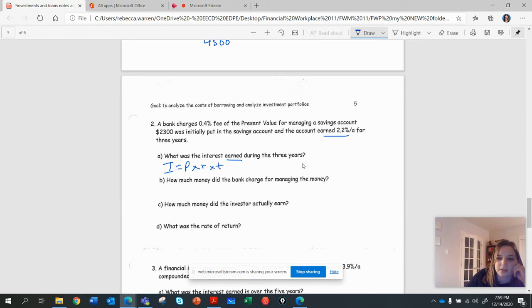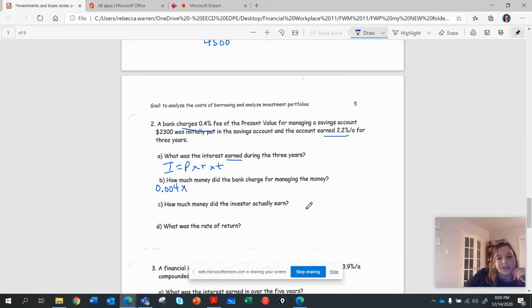Right, P times R times T. How much money did the bank charge? That's where we use this percent here. So again, just make sure that you convert it to its decimal form. I know it kind of looks like it already is, but I swear it isn't. So you have to divide by 100 first. So you'd actually do 0.004 times the principal amount.